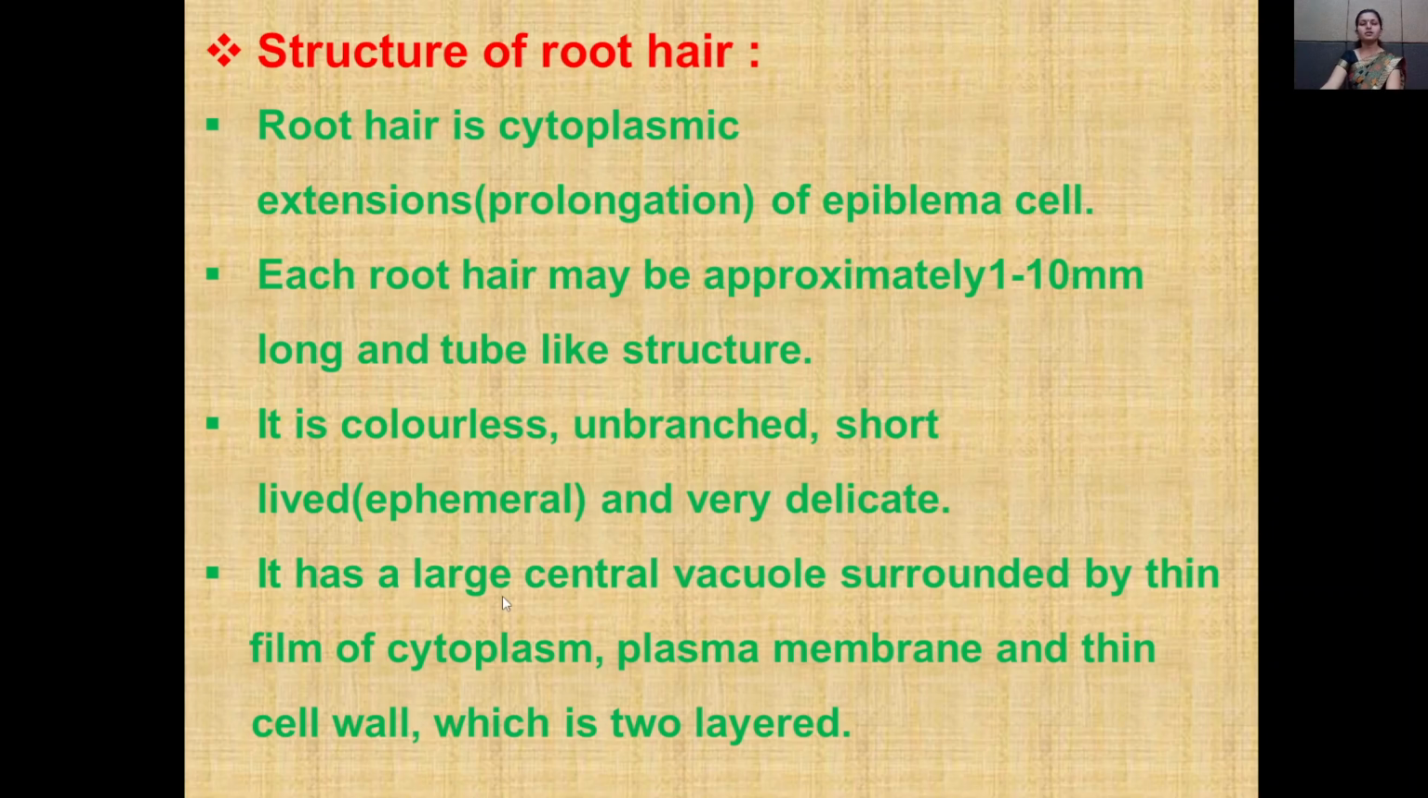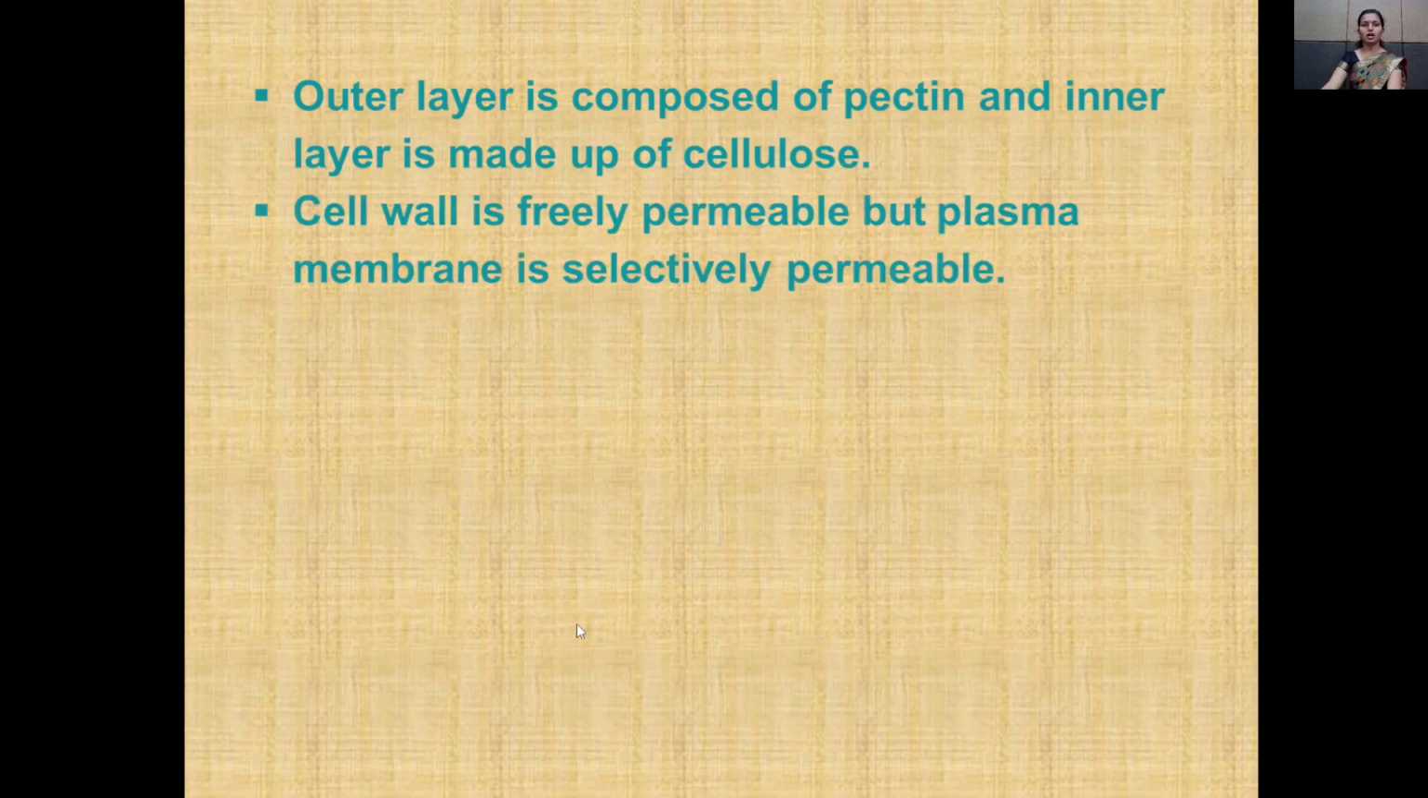Then it has a large central vacuole surrounded by a thin film of cytoplasm, a plasma membrane, and a thin cell wall, which is two-layered. The outer layer is composed of pectin and the inner layer is made up of cellulose. In the plant cell, we know that the cell wall is made up of substances like cellulose and also pectin.